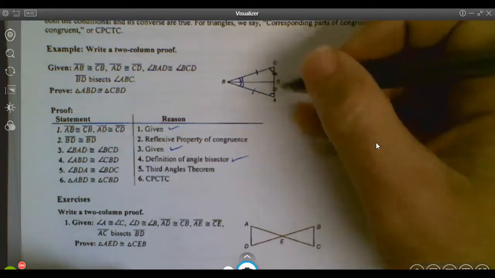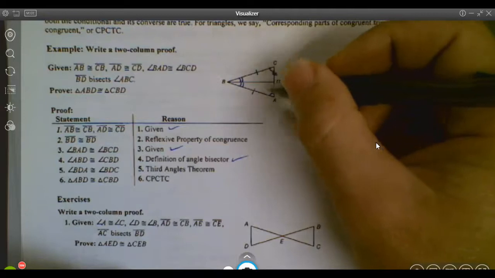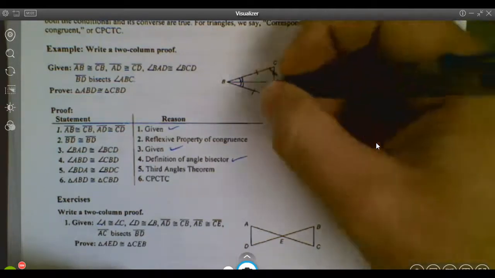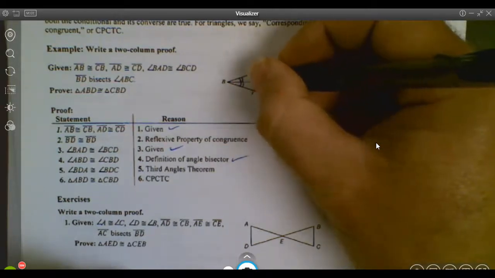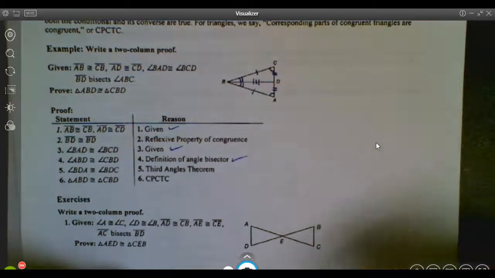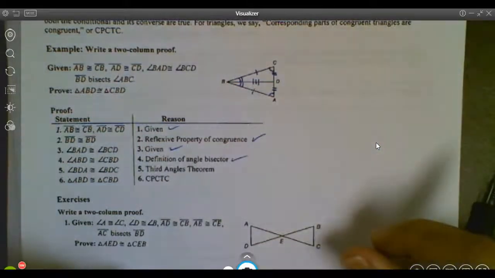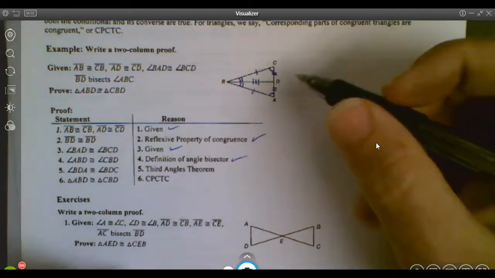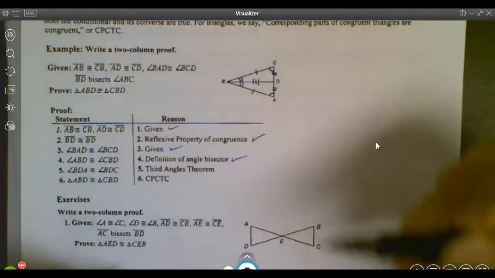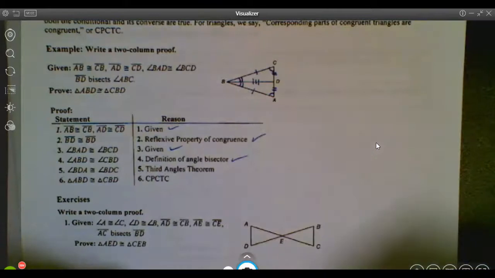Well, obviously, here's a big one. BD is common to both triangles. So, of course, BD from the top triangle is congruent to BD from the bottom triangle because it's the same line. That is our reflexive property. So I'm almost there. I've said all 3 sides are congruent. I've said two of the angles are congruent.